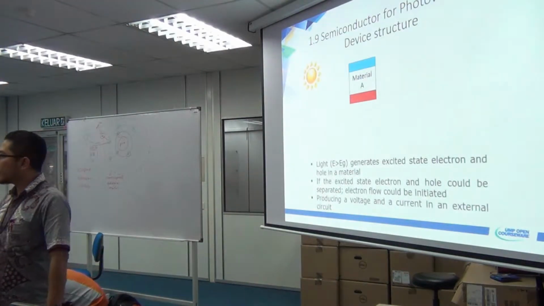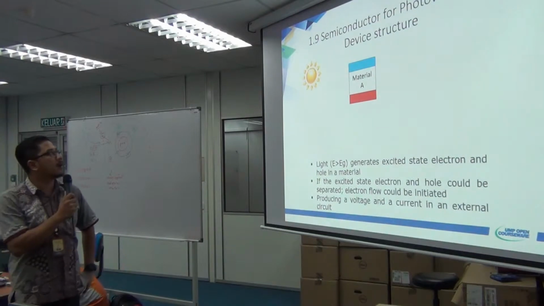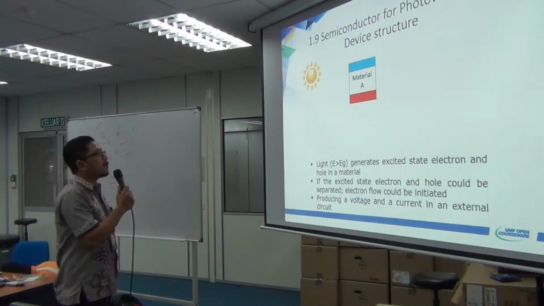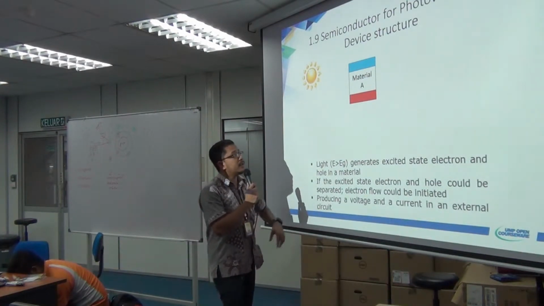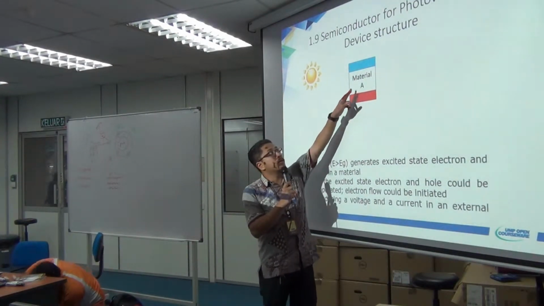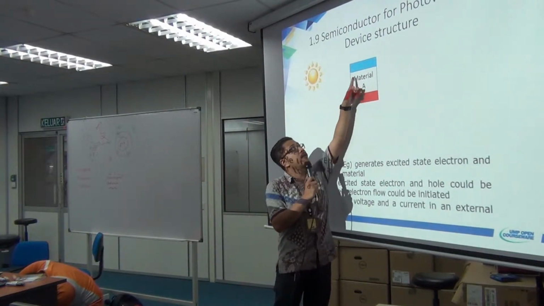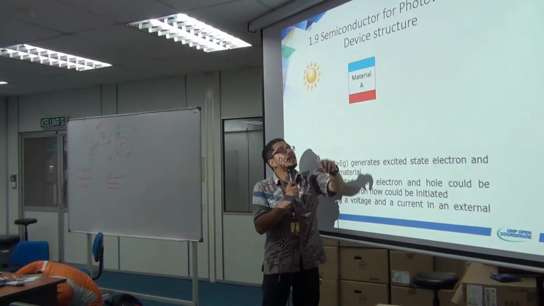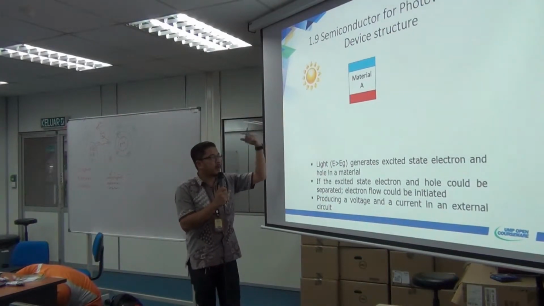Straightforward, we need semiconductor. But why? I will explain why. So we need semiconductor for photovoltaic device. This is the device structure. Let's say we have semiconductor A. We have the valence band, the red one, and we have the conduction band, the blue one. And if we expose material A to the sunlight, what will happen?